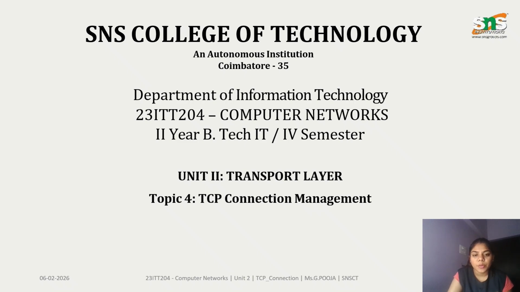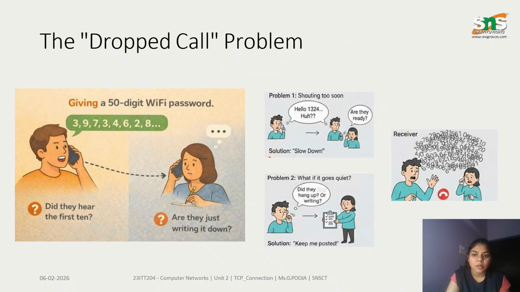So here we are going to talk about TCP connection management. Let's start. In the first slide, you can see there's a dropped call problem. Someone is giving a 50-digit Wi-Fi password and the other person is writing it down, and some numbers are being missed. So on the receiver end, a problem is created.